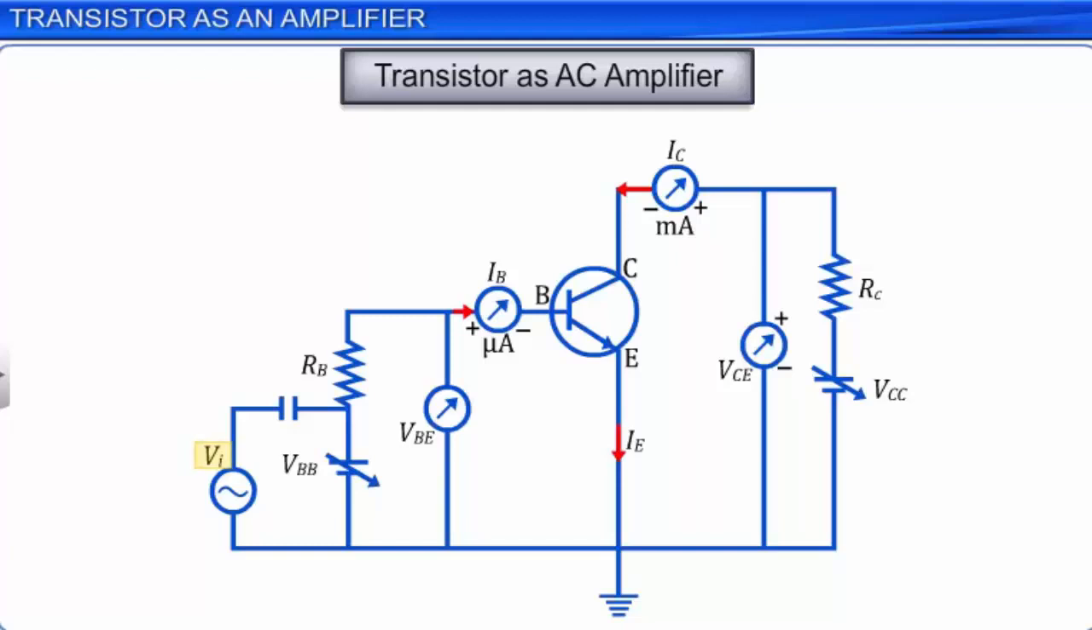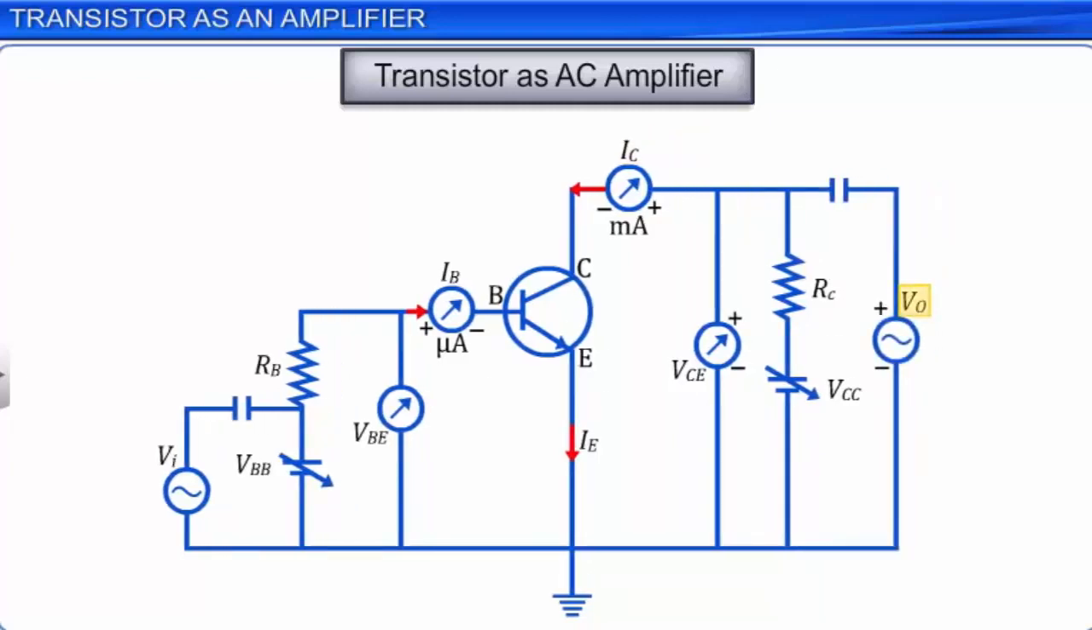The sinusoidal variations in the base current IB introduce corresponding sinusoidal variations in the collector current IC. The sinusoidal variations in collector current IC produce corresponding changes in the output voltage VO, which can be measured across the battery VCC and the resistance RC. Large capacitors are used to block the DC voltages while measuring the AC variations across the input and output terminals. Let us now derive an expression for AC voltage gain in the transistor amplifier.